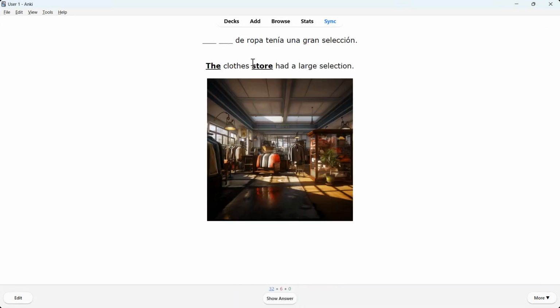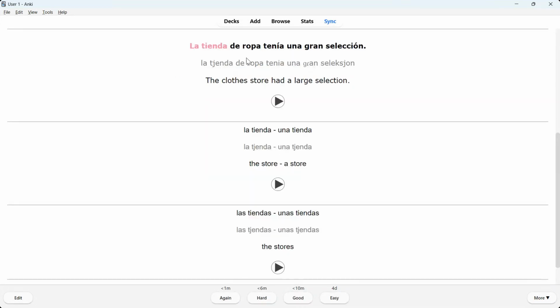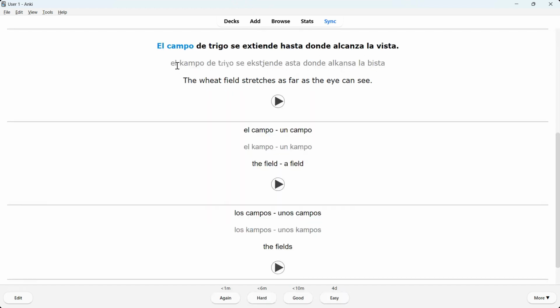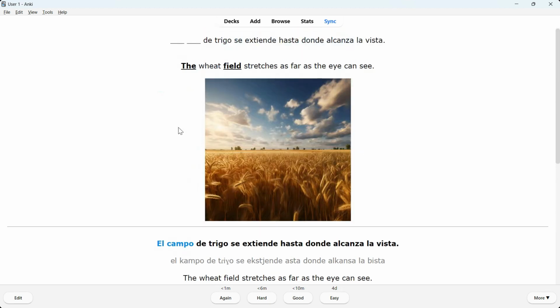One more. The clothes store had a large selection, the store. La tienda de ropa tenía una gran selección. La tienda, una tienda. Las tiendas, unas tiendas. So we'll do one more, and then I'd like to go to the second card type. The wheat field stretches as far as the eye can see, the field. El campo de trigo se extiende hasta donde alcanza la vista. El campo, un campo. Los campos, unos campos.